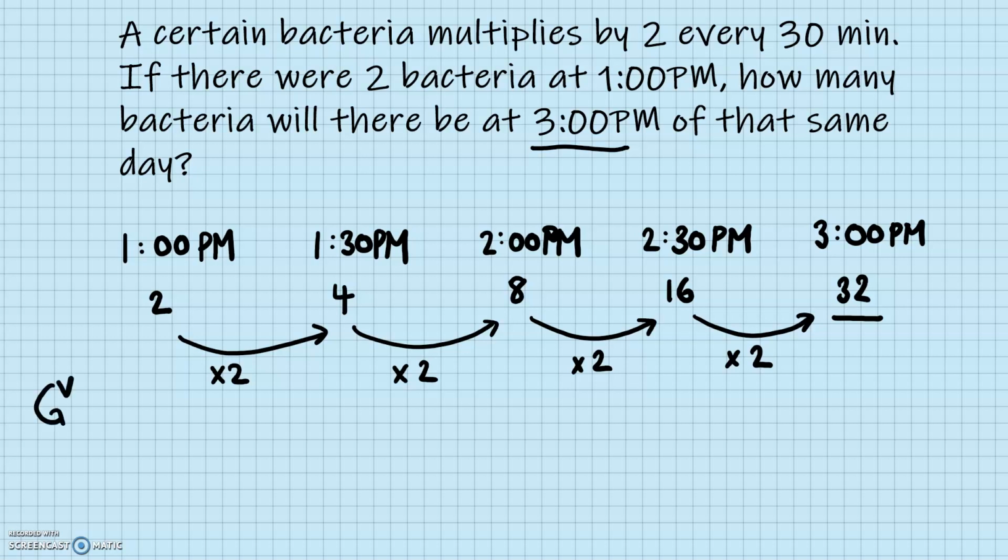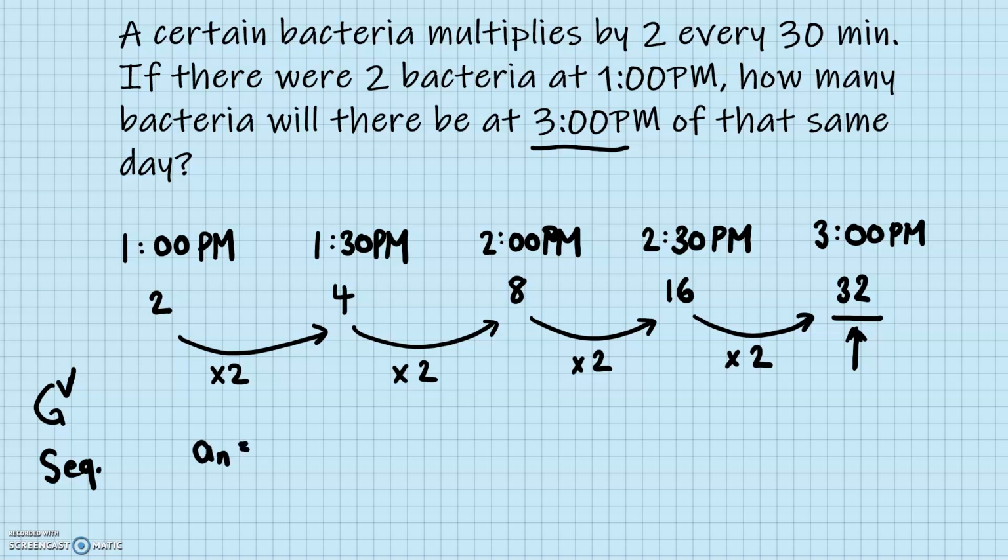So it's geometric. And how do you know if it's asking for a sequence or a series? By looking at the question. It's asking how many bacteria will there be at 3 p.m. So it's only concerned about the number of bacteria at 3 p.m. It's not asking us about adding all the numbers of bacteria from the previous times together. So this is going to be a sequence, which means that we're going to be using the formula.